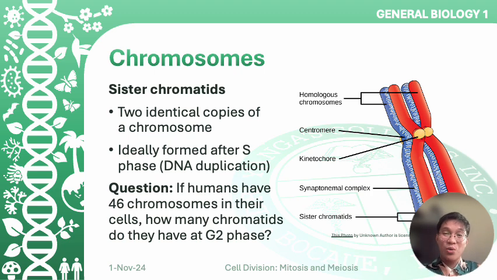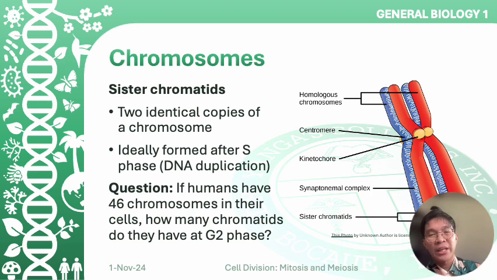Just imagine kung 46 ang chromosomes mo na ganito, edi magkakaroon ka ng 92 chromatids pagkatapos ng S phase. Ito ay isa lang chromosome. Pero meron ka pang 46 na ganito. Okay? 46 na ganito sa loob ng inyong mga cells, after ng S phase.